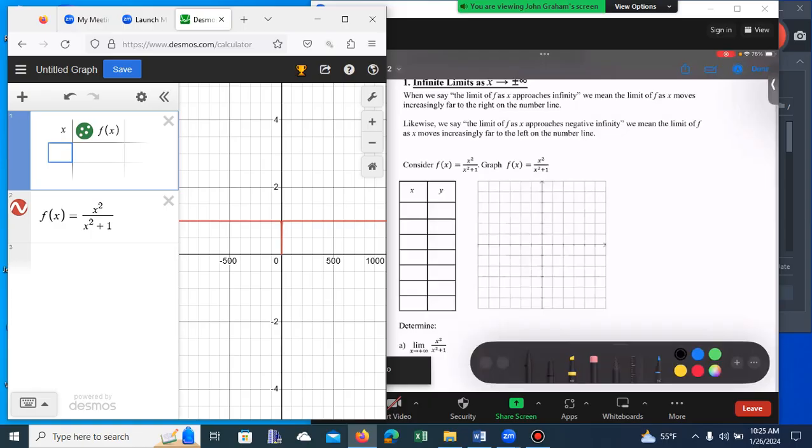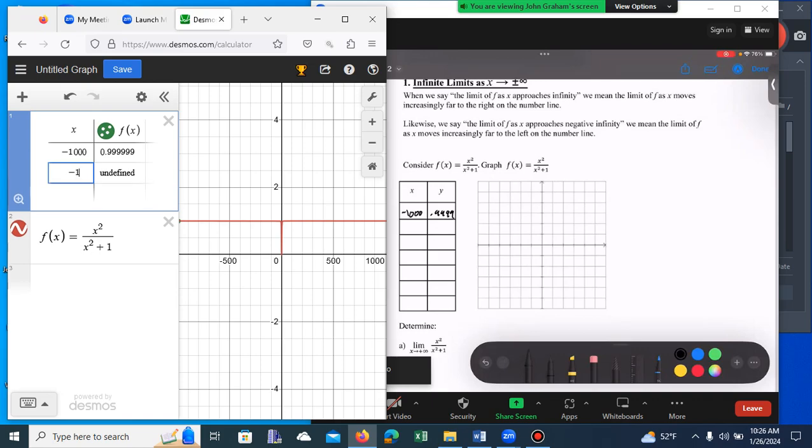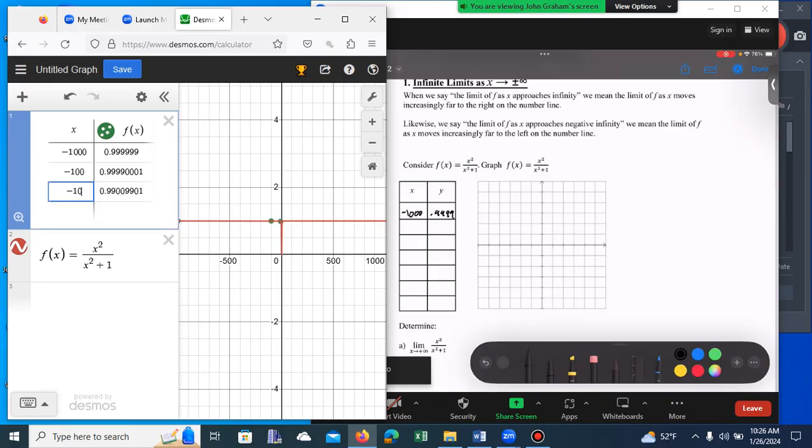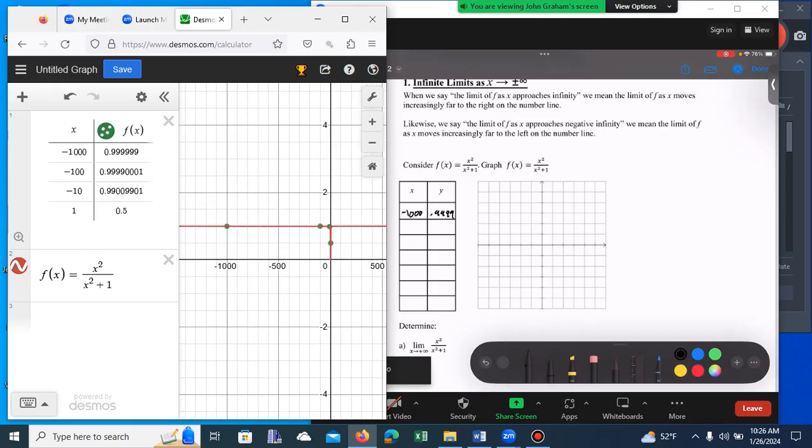So let's look at the values. Negative 1,000. We get 0.999. You can fill in that table as we do these. Negative 100, and still 0.9999, but there's some zeros after that. Negative 10, this is 0.99. And we'll do 1, and we get 0.5. Okay. I'm just going to scroll over this way.